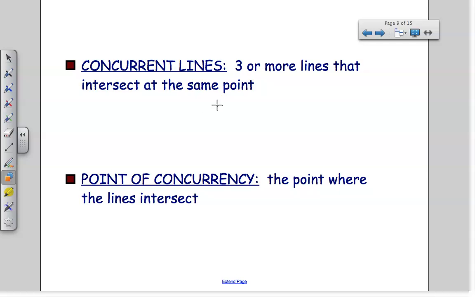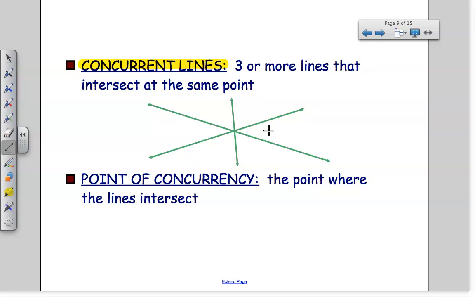a triangle. You're going to see some concurrent lines, an important term that we're going to use a lot this chapter specifically. Concurrent lines are three or more lines that intersect at the same point. So three or more lines all intersecting at the exact same point. That would make these three lines concurrent. Again, it has to be three or more. And this point where they intersect is called the point of concurrency, because that's where those concurrent lines met.